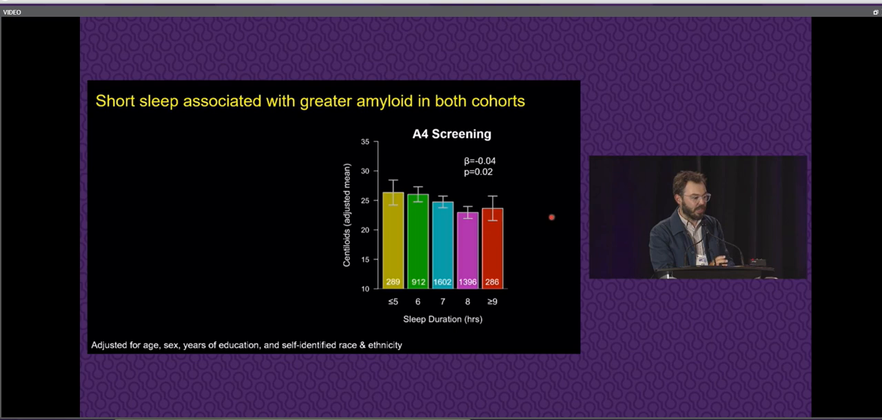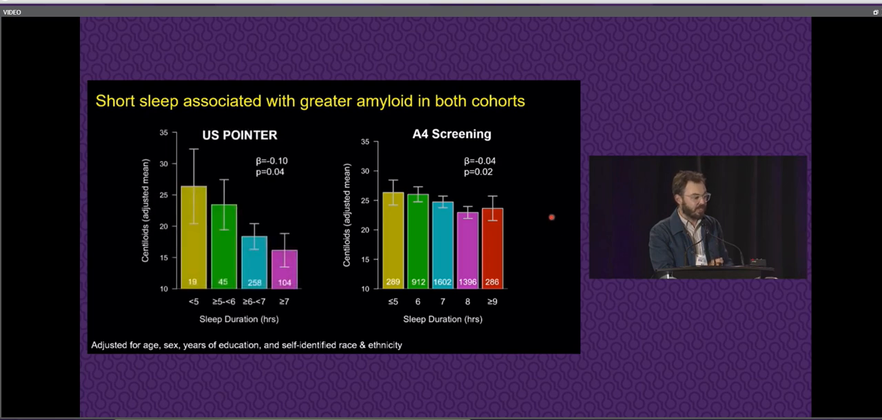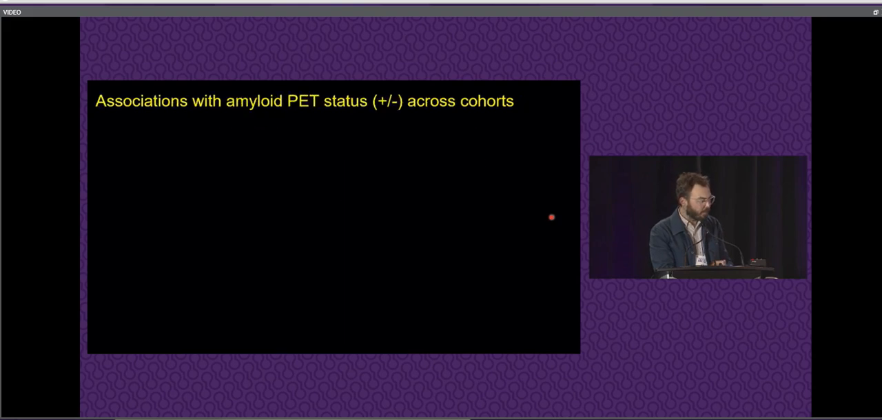Okay, so to get to it, this is pretty similar to the plot I showed you before, showing this sleep duration and centiloid effect in A4, but I do want to highlight that we are adjusting for those same demographic factors, so education and self-identified race and ethnicity. And in Pointer, we actually do see the same effect. You can see overall, as I mentioned, the levels of amyloid are lower in Pointer, but I think it's pretty striking, smaller sample, but a similar effect.